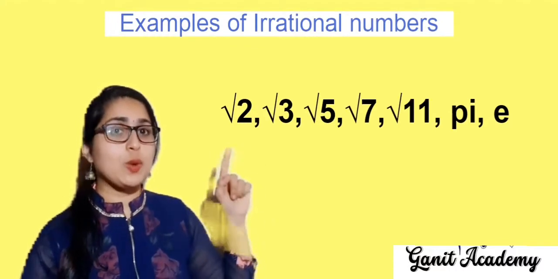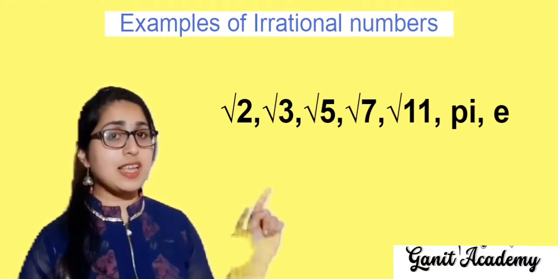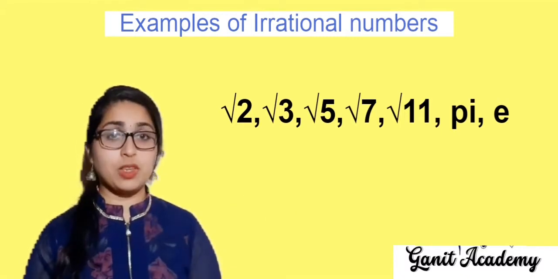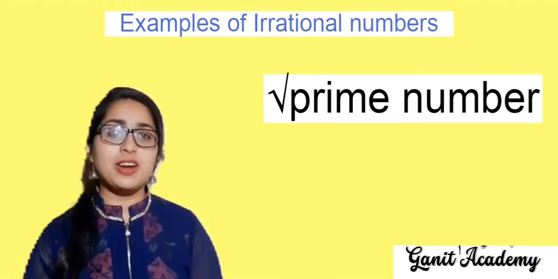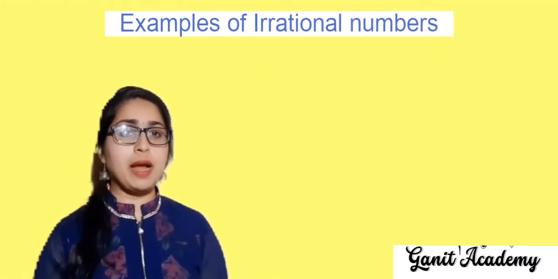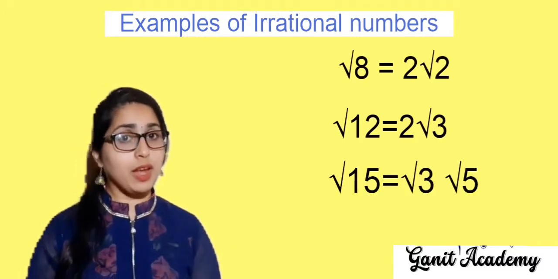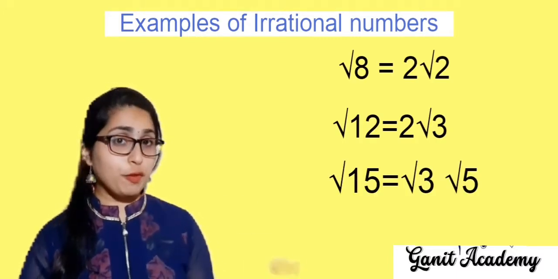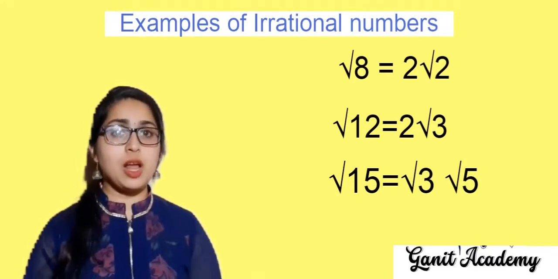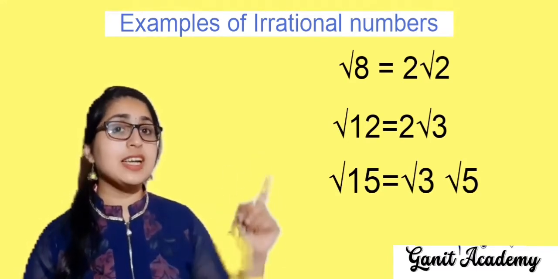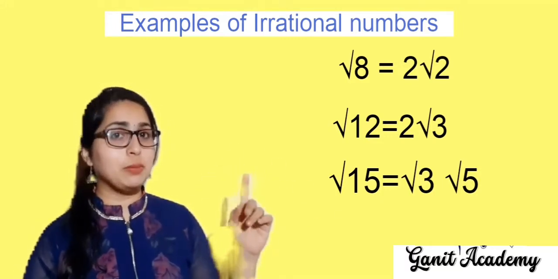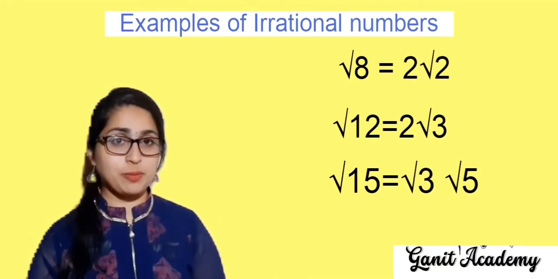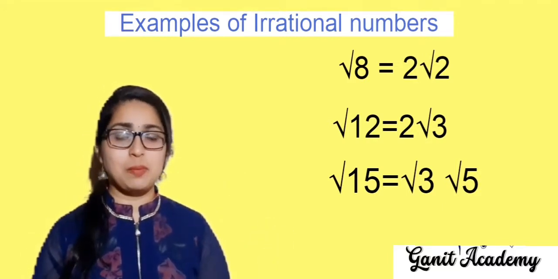The examples of irrational numbers are square root of 2, square root of 3, square root of 5, square root of 7, square root of 11 and so on. If you take the square root of any prime number, it will be an irrational number. Not only prime numbers, you can also consider square root of 8, square root of 12, square root of 15. These are also irrational numbers. Why? Because square root of 8 can be written as 2 square root of 2, and square root of 15 can be written as square root of 5 into square root of 3. So these are all irrational numbers.